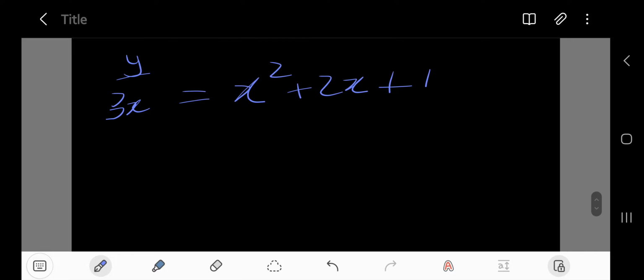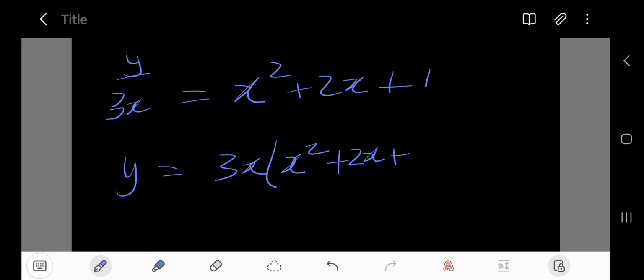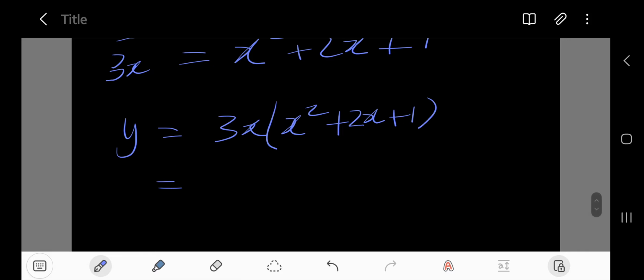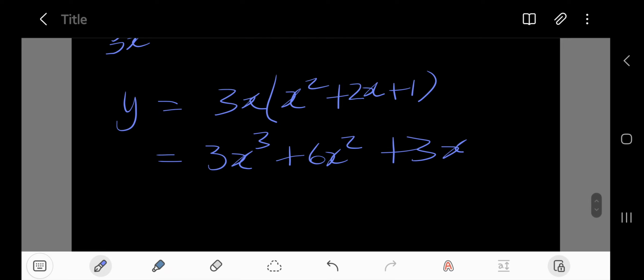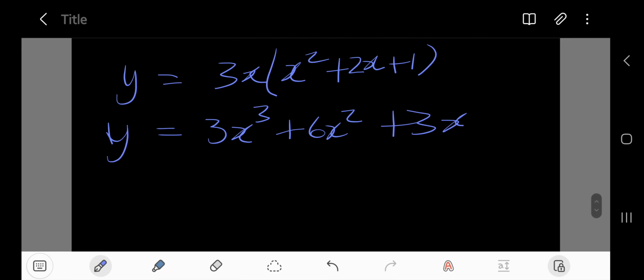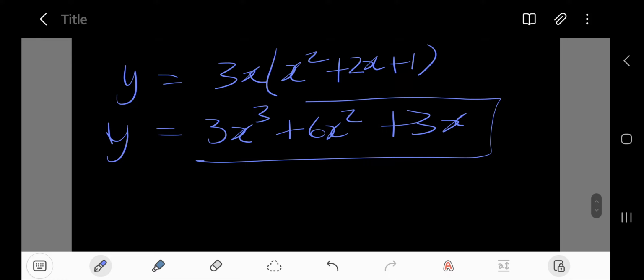If you multiply the left-hand side by 3x, we're going to get y is equal to 3x times (x squared plus 2x plus 1), right? So this is equal to 3x cubed plus 6x squared plus 3x, like that. So now this is y. So now what do we want? Everything is straightened out now.